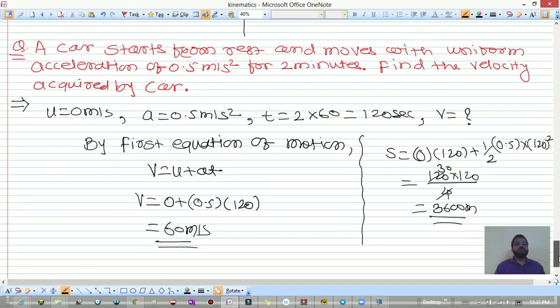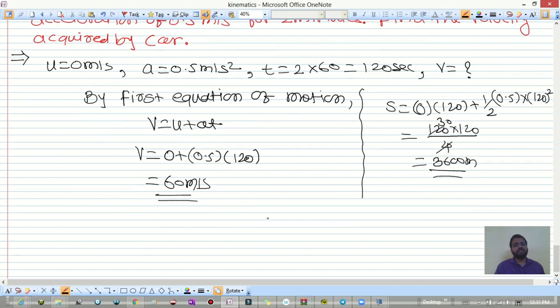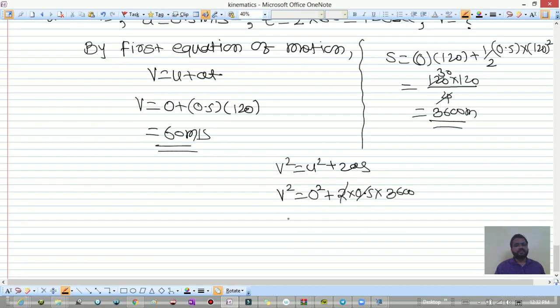This is the displacement we got, but they want the final velocity, right? So how to calculate the final velocity? Now you can use the first equation or the second equation, that is your choice. I'll use the third equation: v squared is equal to u squared plus 2as. What is u squared? 0 squared plus 2 into a. a is 0.5, into s, which we have as 3600. So this gets cancelled and v you will get as 60 meter per second.